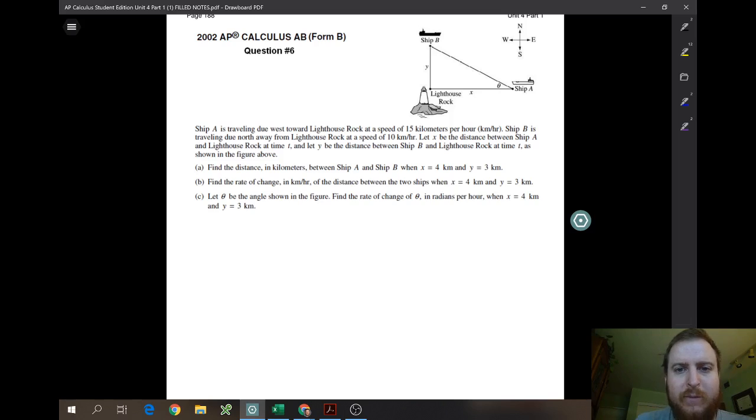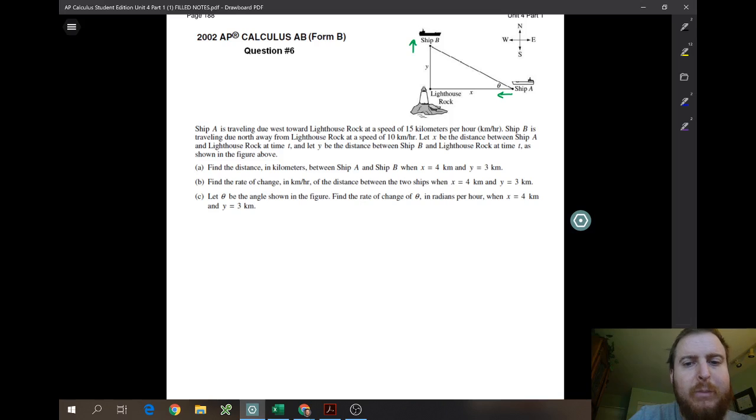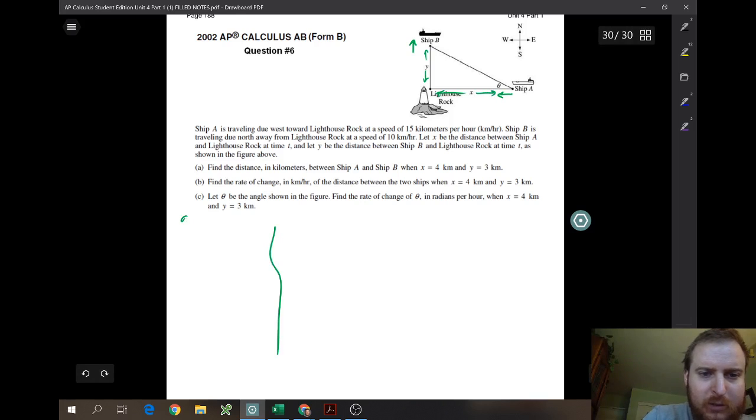So we have 2 ships and we have a lighthouse. It tells us that ship A is traveling west and ship B is traveling north. That helps us, if we draw it in, to realize that dx dt is going to be negative and dy dt is going to be positive, right? Because this distance here, y, is getting bigger, whereas this distance here, x, is getting smaller. So that's important.